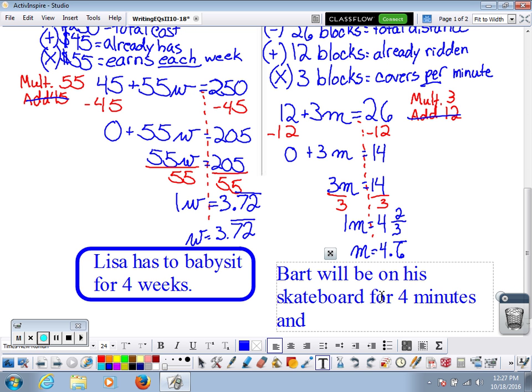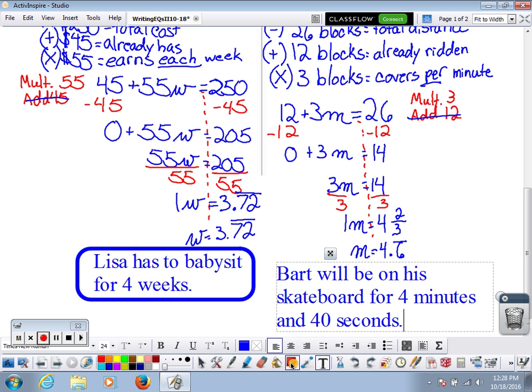And how many seconds would 2/3 of a minute be? First, we need to think how many seconds are in a minute. Well, there's 60 seconds in a minute. So how many seconds would 2/3 of that minute be? Yep, 40 seconds. So Bart's going to be on his skateboard for 4 minutes and 40 seconds.